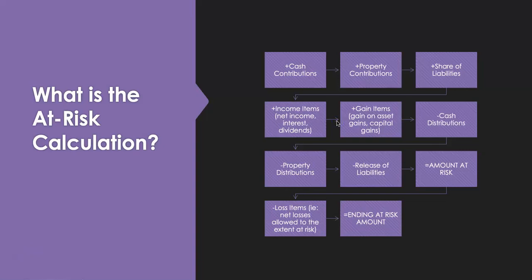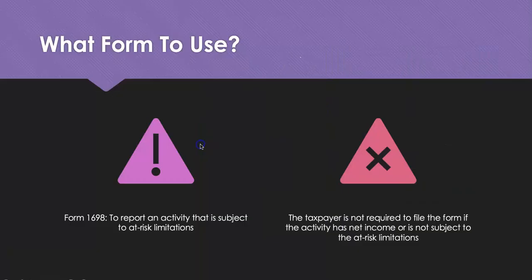So what is the at-risk calculation? This is what you would always want to follow when you are figuring out what your at-risk amount is. You'd add cash contributions, property contributions, your share of liabilities, any income items, and any gain items, and then you'd subtract cash distributions, property distributions, and release of liabilities, which would give you your amount at risk. Then you would finally subtract any loss items, giving you your final ending at-risk amount. So this is a good calculator to use and follow for that.